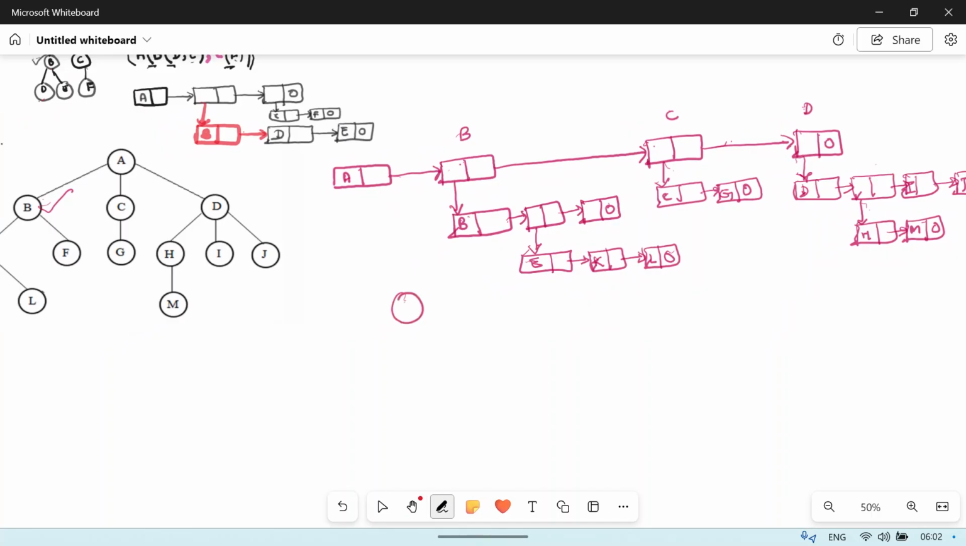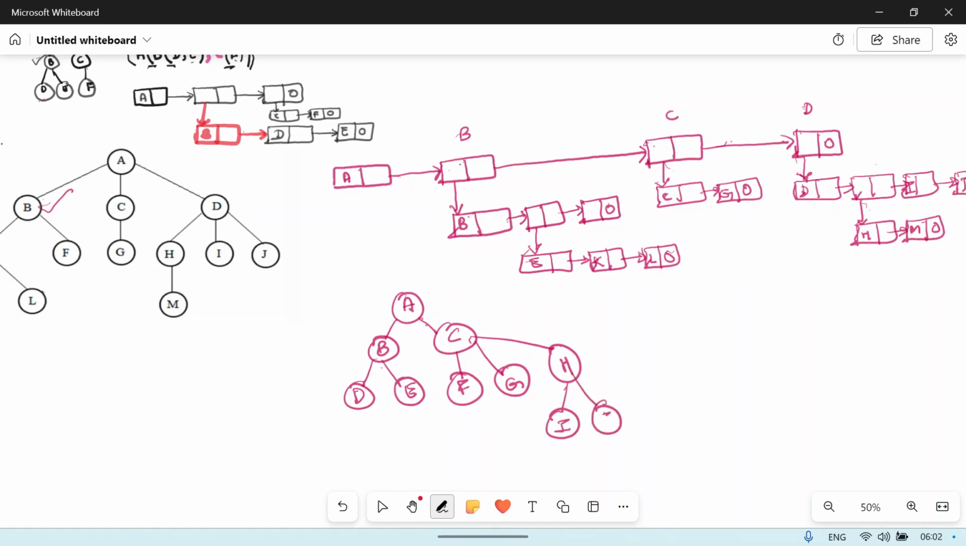I'll give you one example tree. You do the list representation for it. If you can do this correctly, then I will assume that you have understood the topic. So that is the first representation, that is your list representation.